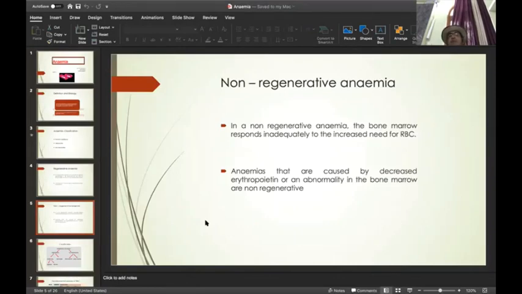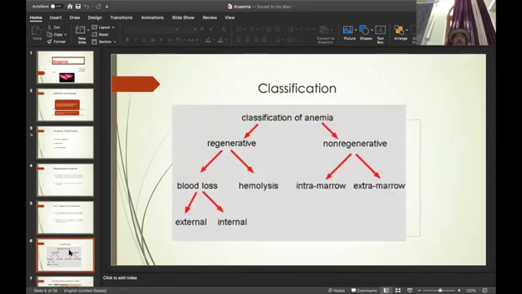So that is a type of non-regenerative anemia and an abnormality in bone marrow. Sometimes some abnormalities develop in the bone marrow, or the bone marrow gets lost due to some accidental cases. So in that condition, there is chance of development of non-regenerative anemia. So again, coming to the quick classification, we have seen classification of anemia into regenerative and non-regenerative.